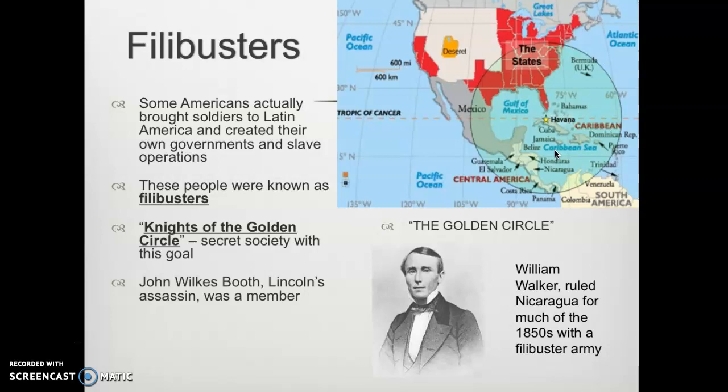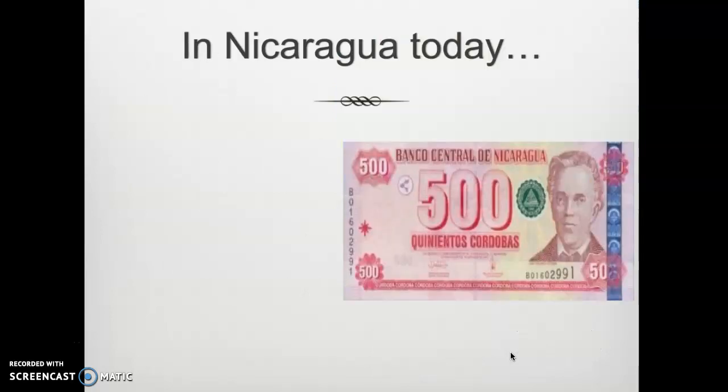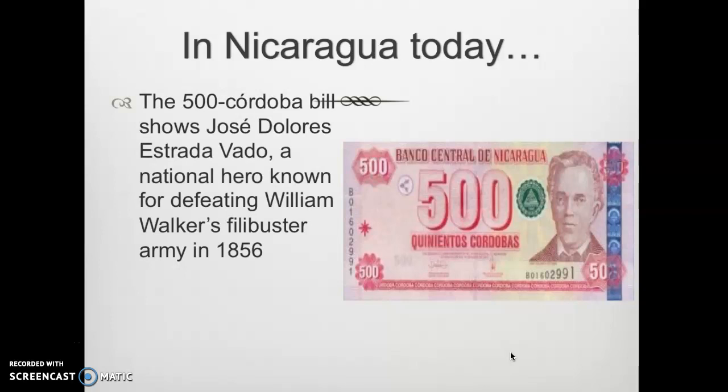The most famous filibuster of all, though, was by far William Walker, this gentleman pictured here, who ruled Nicaragua for much of the 1850s with a filibuster army, largely funded by the Vanderbilt family. He was eventually ousted and actually executed by the people of Nicaragua. In Nicaragua today, you can see that the 500 Cordoba bill shows Jose Dolores Estrada Vado, who is a national hero known for defeating William Walker's filibuster army in 1856.